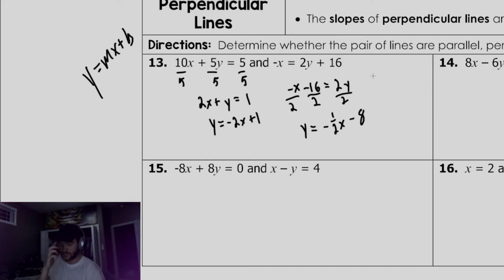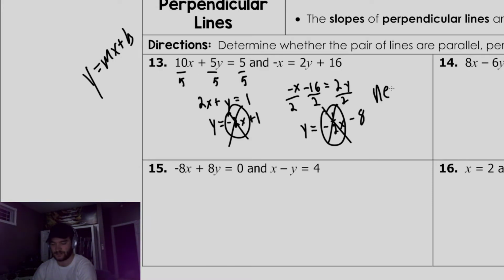Now, what we have to look at is the slope, okay? So these are my slopes right here. If it was positive 2, the opposite reciprocal would be negative 1/2, right? But in this case, this is not the opposite reciprocal of this one, so this is neither perpendicular nor parallel.